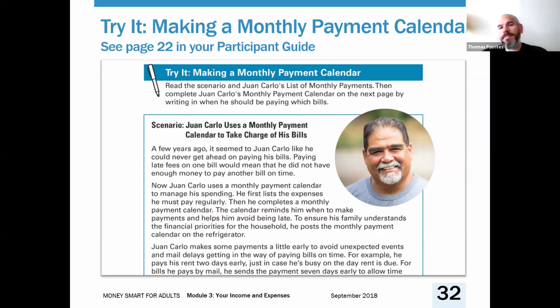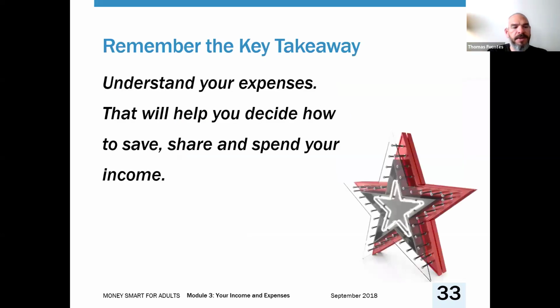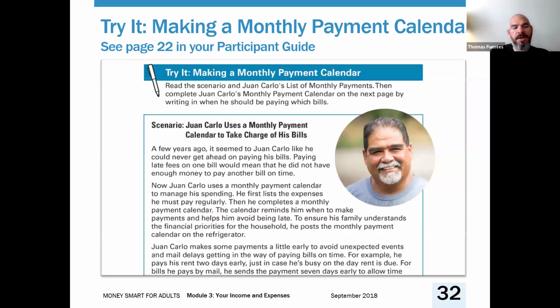And in the participant guide, we have a scenario with Juan Carlo. You can check this out after the workshop, and it's basically making a monthly payment calendar. This is just useful simply because I don't think we have the chart here. No, we don't have the chart here.